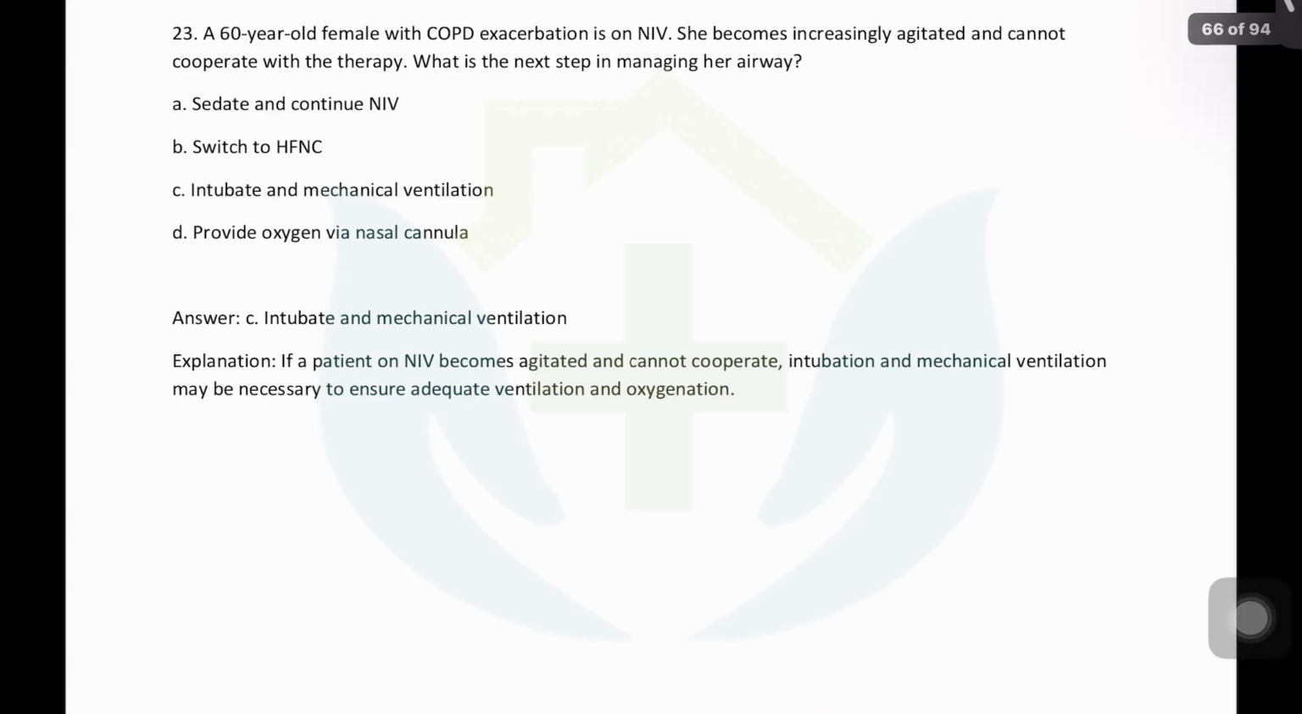Just agitation. Maybe she will respond with HFNC. The problem is COPD, you don't put on HFNC. So the patient is already on NIV. On NIV, she is becoming increasingly agitated. What are the reasons for agitation in a patient of COPD with acute exacerbation? Hypoxemia. Maybe hypoxemia. Or if the patient develops a fit or a seizure or something like that, then it will be a problem.